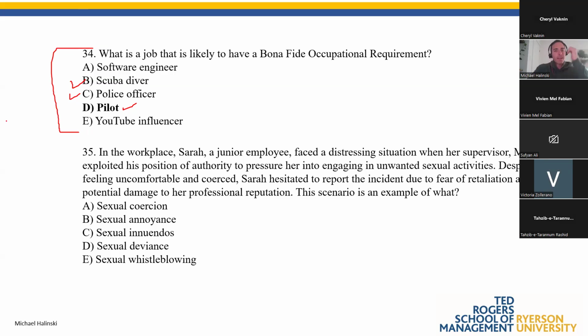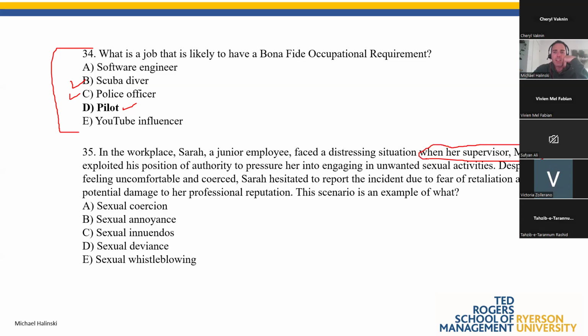All right. Next one. How's the speed going, by the way? Is the speed good for the folks that are here? Yeah, okay, good.